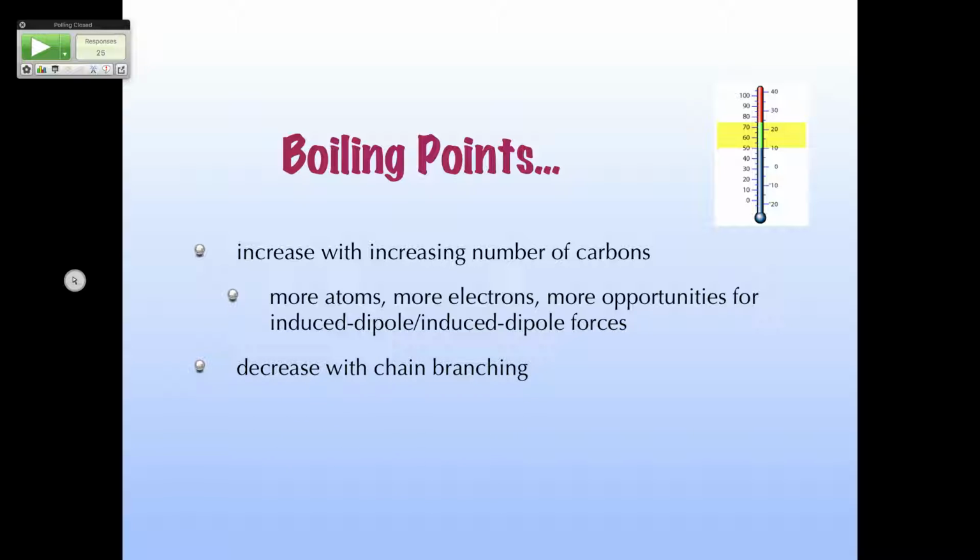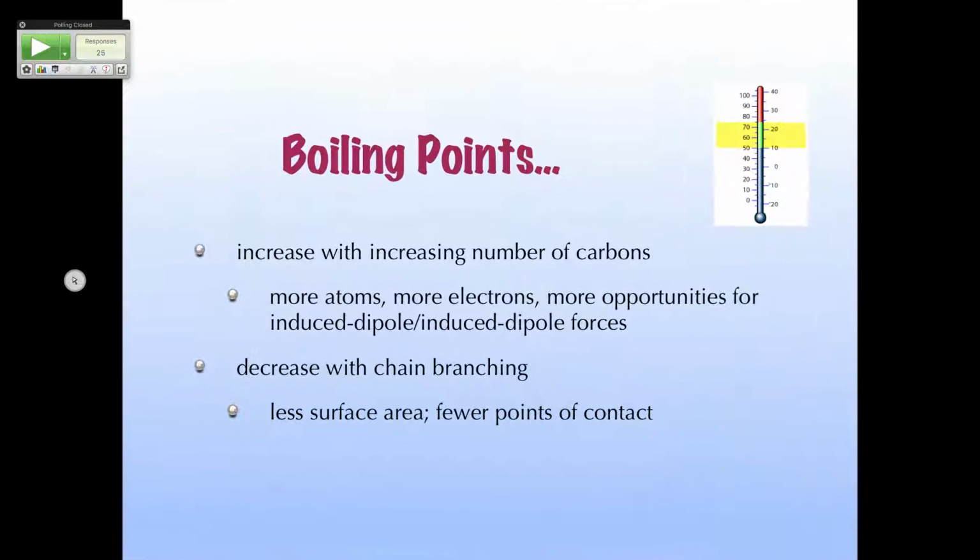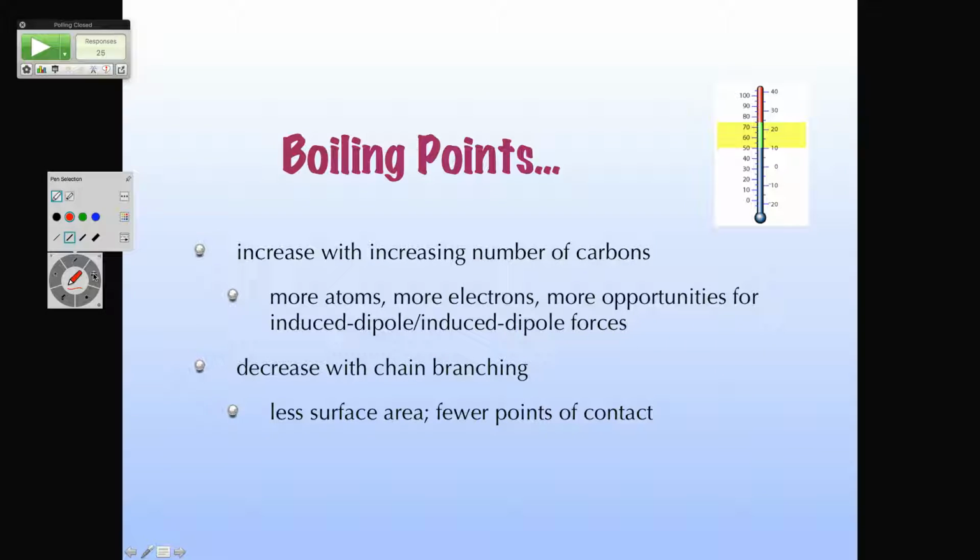Okay, the boiling points decrease with chain branching. All right, I want to show you what I mean. Less surface area, fewer points of contact. All right, so I'm going to go back because I'm going to draw you some so you can see what I'm talking about. I want to make sure I didn't write over my words again. All right, so I'm going to use the sticks.